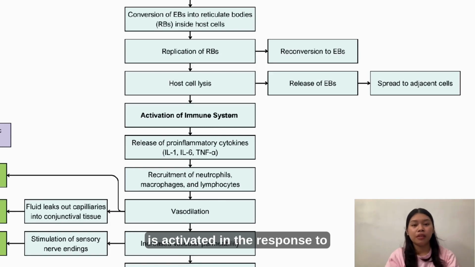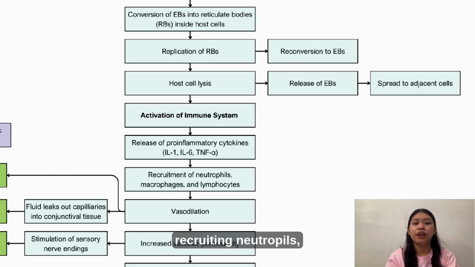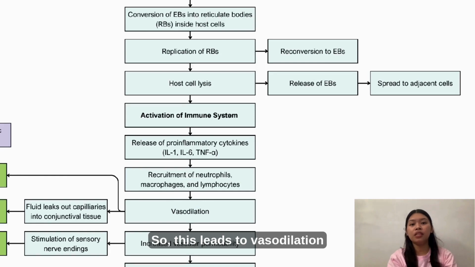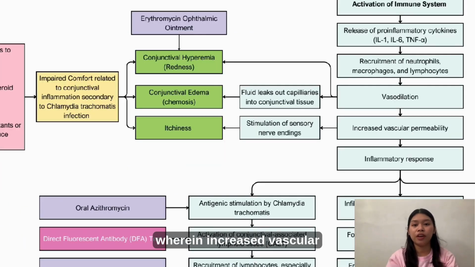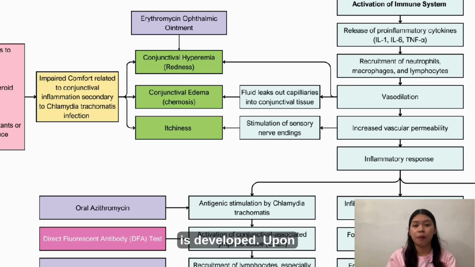The immune system is activated in response to the infection. Pro-inflammatory cytokines such as interleukins 1 and 6 and TNF-alpha are released, recruiting neutrophils, macrophages, and lymphocytes to the site. This leads to vasodilation, increased vascular permeability, stimulation of sensory nerve endings, and an inflammatory response as fluid leaks out of the capillaries into the conjunctiva. Symptoms like redness, or conjunctival hyperemia, swelling or chemosis, and itching develop.